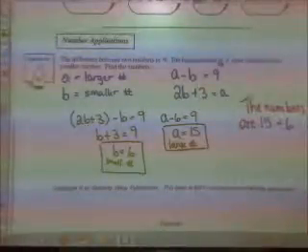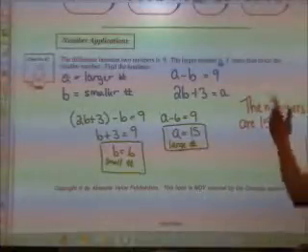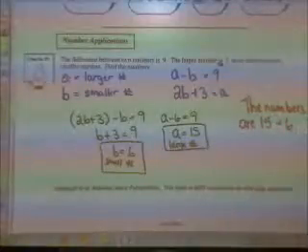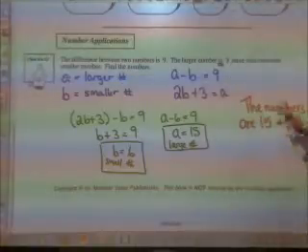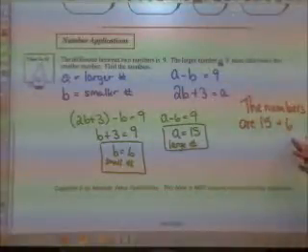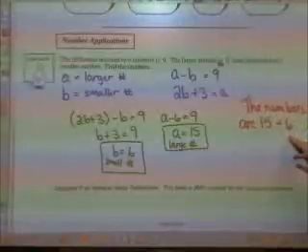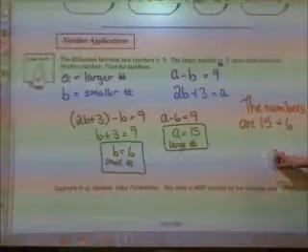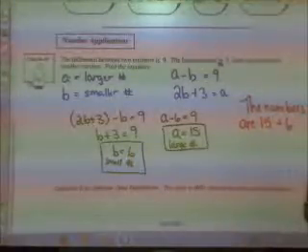And I can use those numbers and check to see if it fits in the problem. The difference between the 2 numbers is 9. 15 minus 6, is that 9? Yes. The larger number is 3 more than twice the smaller. Double the smaller number, what do I get? 12, add 3 to it, I get 15. So I get my larger number. Okay?